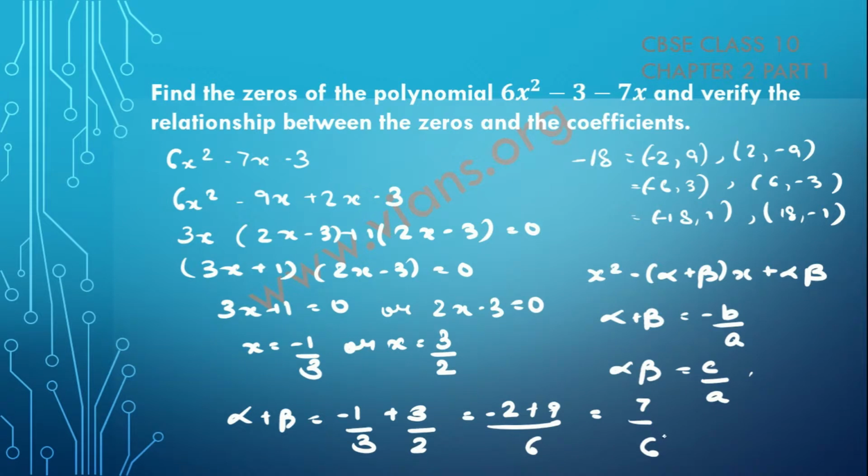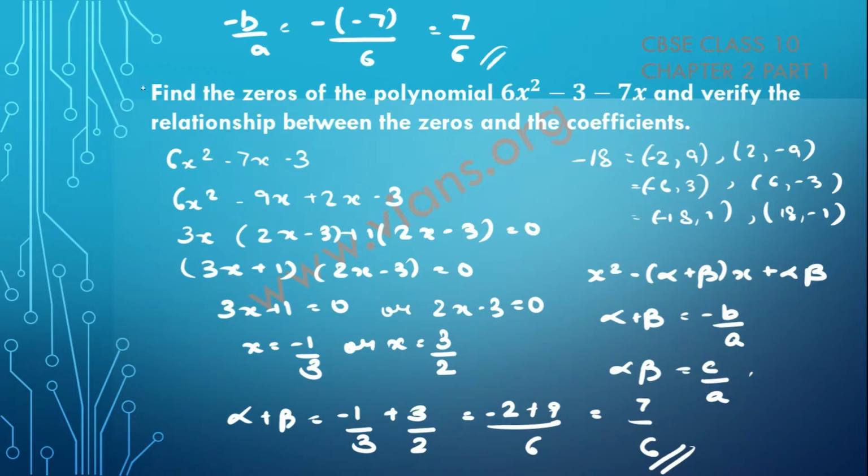Right? And what is minus b by a? Minus b by a is nothing but minus of minus 7 by 6, which is nothing but 7 by 6. So this and this has now been proved to be equal. This is 7 by 6, this is 7 by 6, hence equal.